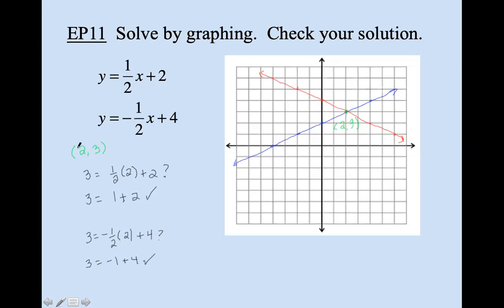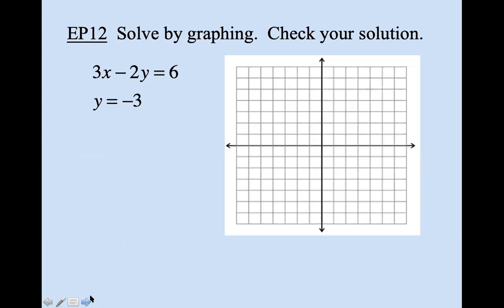So this point 2, 3 here, I'm going to darken it so you can see it a little better. The point 2, 3 is the solution. So we found our point of intersection where the two lines crossed, and we plugged the ordered pair 2, 3 for x and y into each equation and verified that our solution was correct.